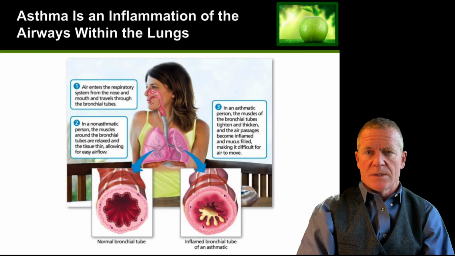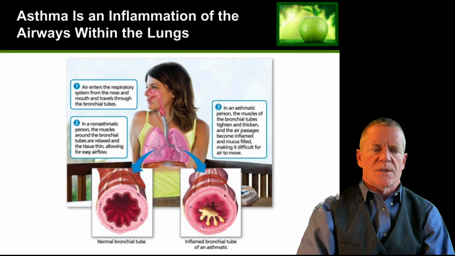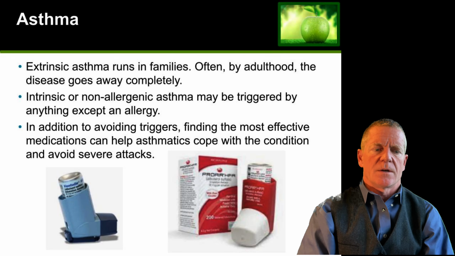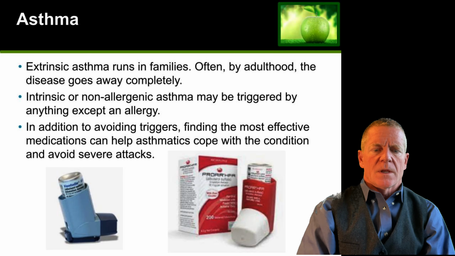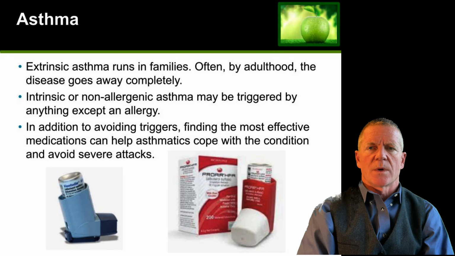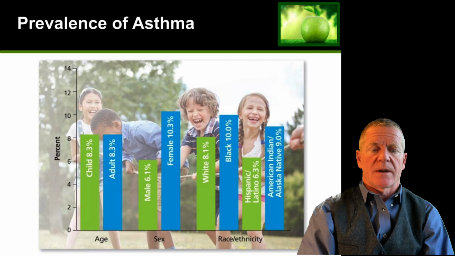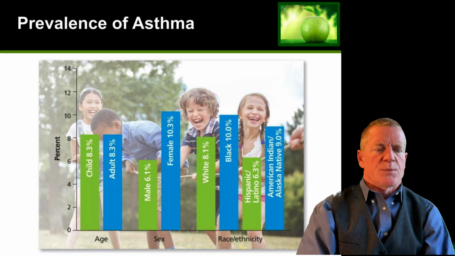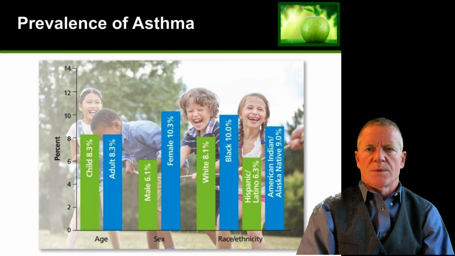There are good treatments for asthma to reduce the effects of asthma. Here are some treatments. Inhalers like Ventolin or ProAir contain chemicals that help to open up airways and prevent the remodeling and the damage caused by asthma. Asthma is very prevalent. You can see that around 8% of children and adults suffer from asthma, and that it's prevalent in large groups of different race and ethnicity.